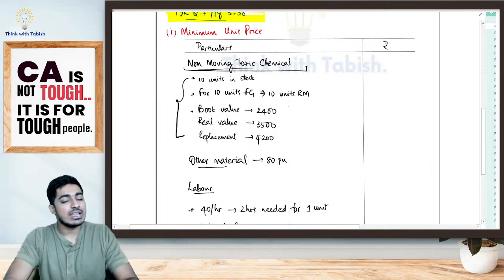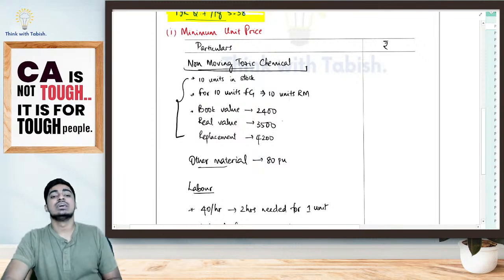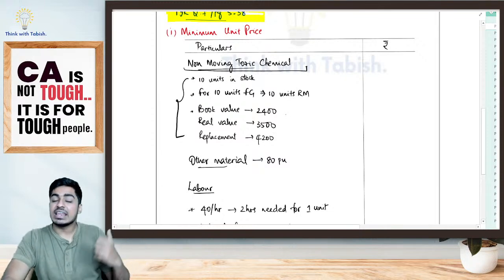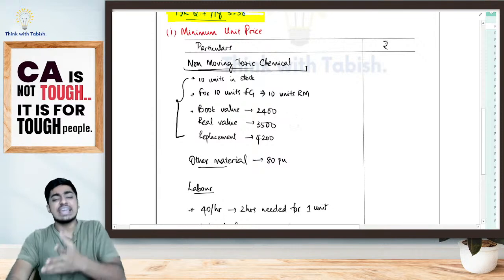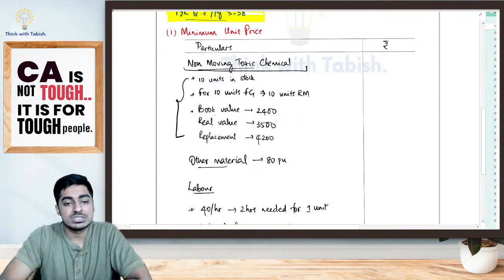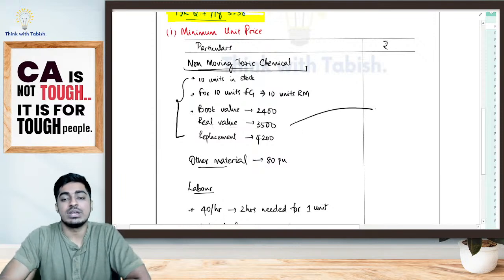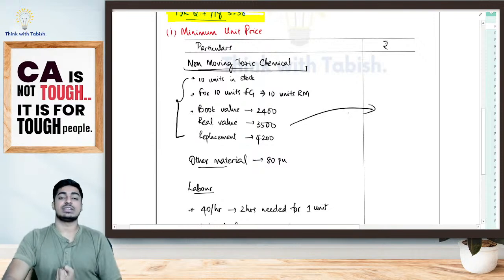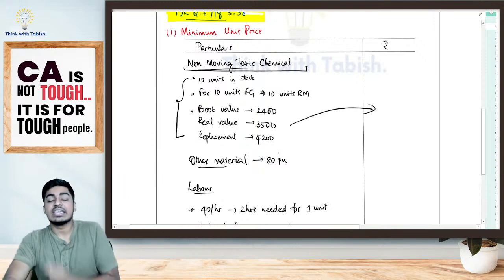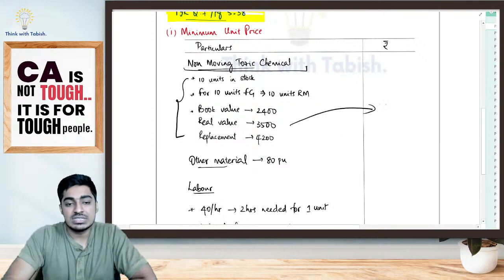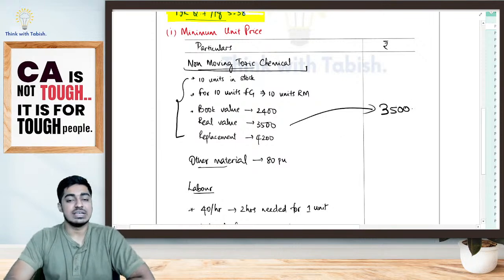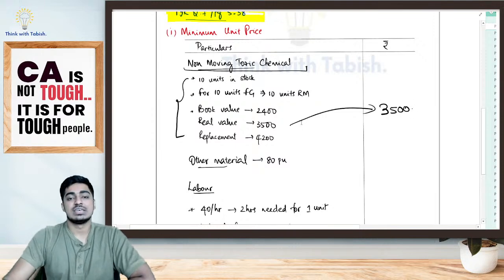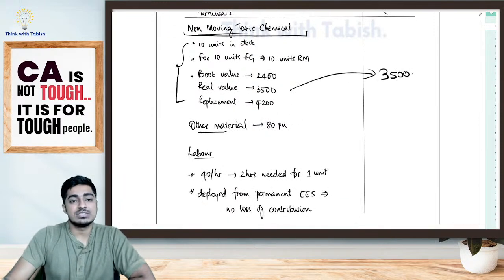I have the book value, which is irrelevant, a sunk cost. Replacement cost is again irrelevant because I am not in the mood to replace. It was non-moving, it was extra, it was lying idle with me. So the only relevant cost: if not here, I would have sold it as scrap and got 3,500. Because I am taking this decision, I cannot sell it off as scrap. So this 3,500 is going to be relevant. Is it clear, students?